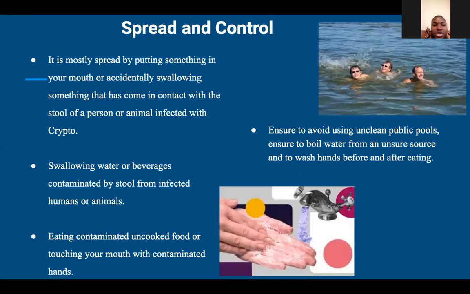Okay, so spread and control. Crypto is mostly spread by putting something in your mouth or accidentally swallowing something that has come in contact with the stool of a person or animal affected with crypto, and by swallowing water or beverages contaminated by stool from infected humans or animals.